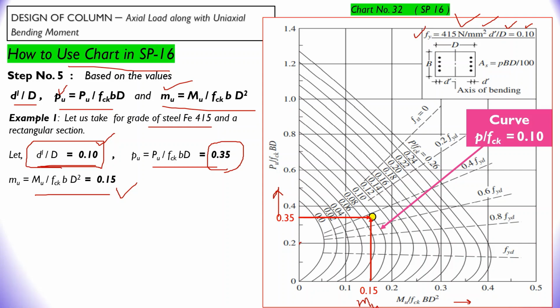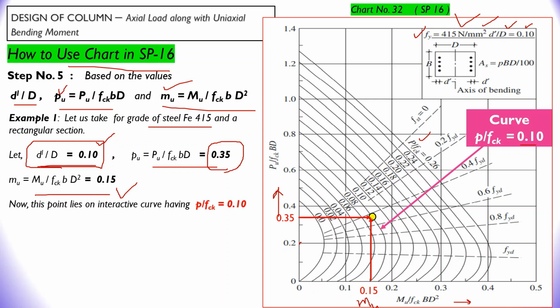From this curve you can see that it has the value small p by fck. You can easily see here that the small p by fck value is 0.1. So this curve is relevant when small p by fck is equal to 0.1.